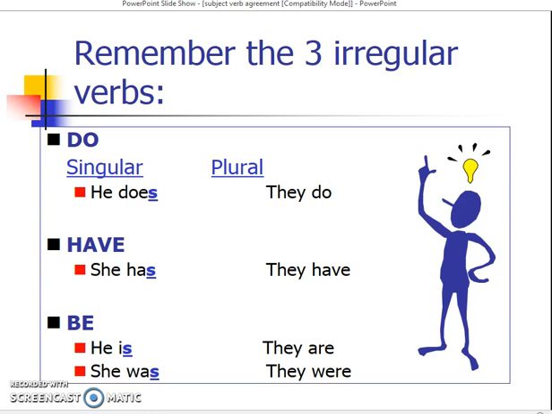Okay, also remember irregular verbs. In the singular, he does, she has, he is, she was, those are all singular. However, when you form the plural, you just change the spelling basically. So it becomes they do, they have, they are, they were. Remember that irregular verbs do that to form their tenses. They tend to change the spelling of the word.